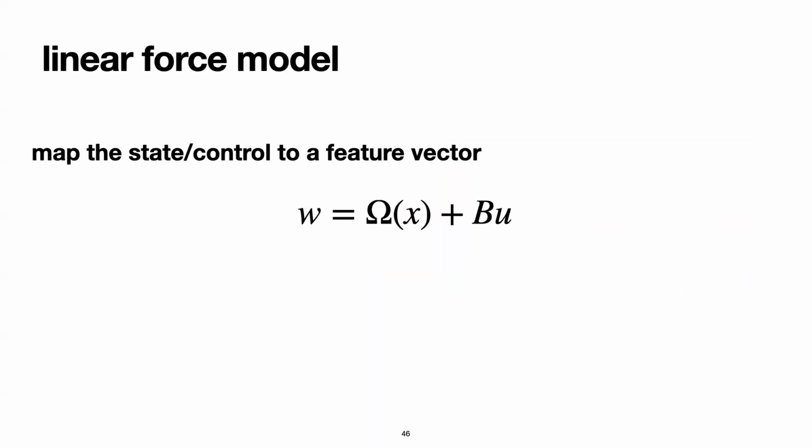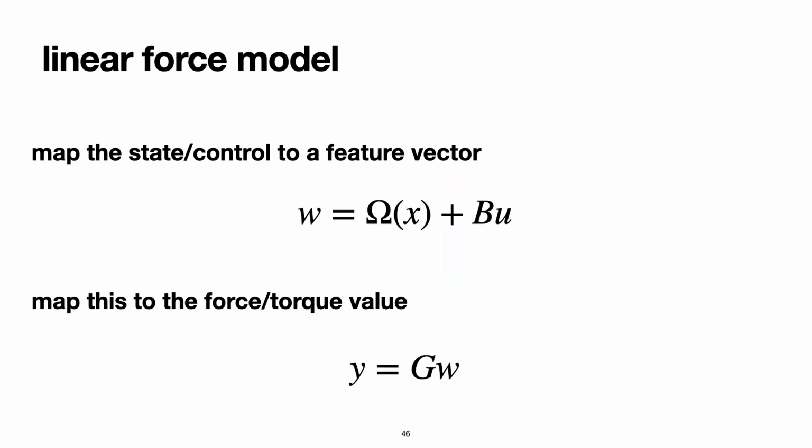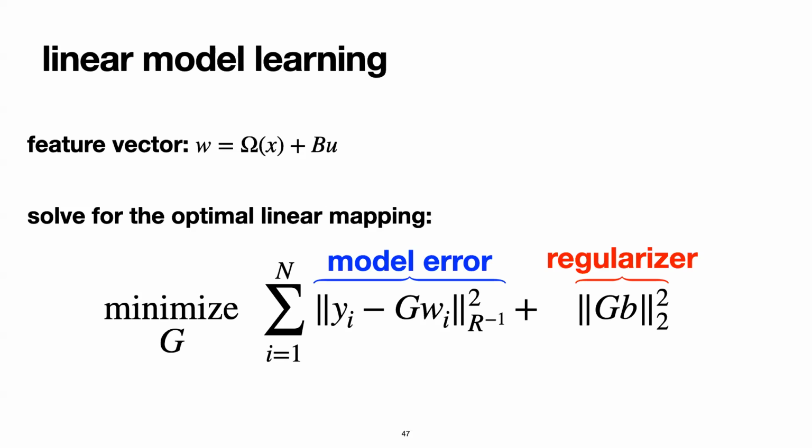So how can we do this? So let's start as simple as possible. Let's take a linear force model. So let's map our state and control to what we call a feature vector. So here we have some nonlinear function that takes an x and then a linear bu, and this produces some feature vector w. And I then say that I want to find some linear mapping that takes this feature vector w and maps it into the force torque value y. And this is what we call linear model learning.